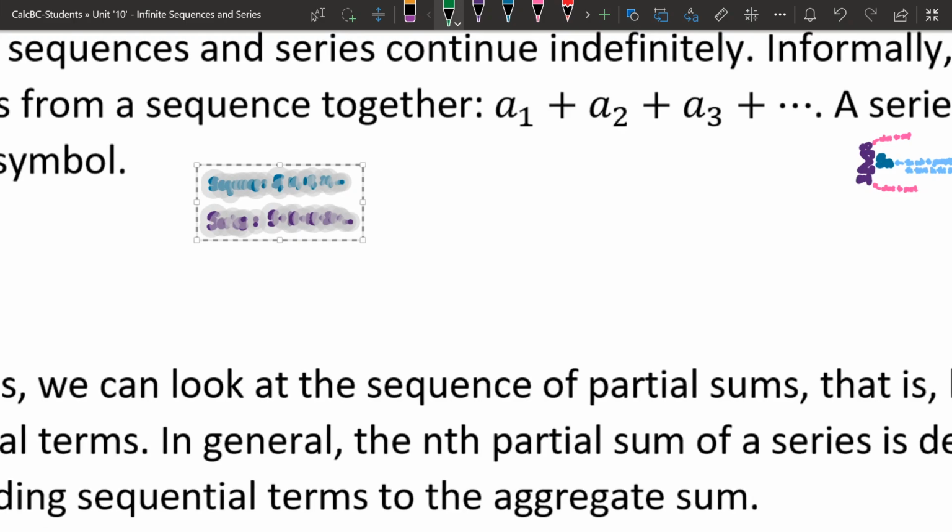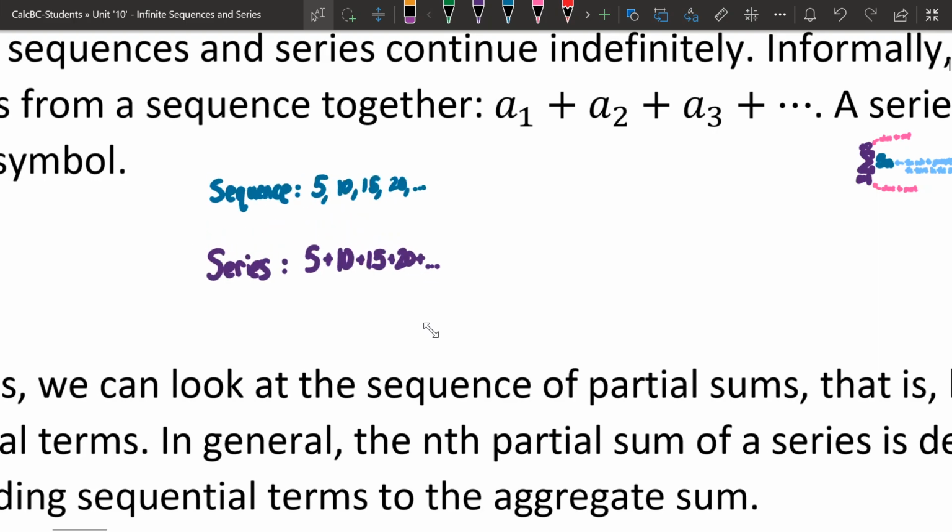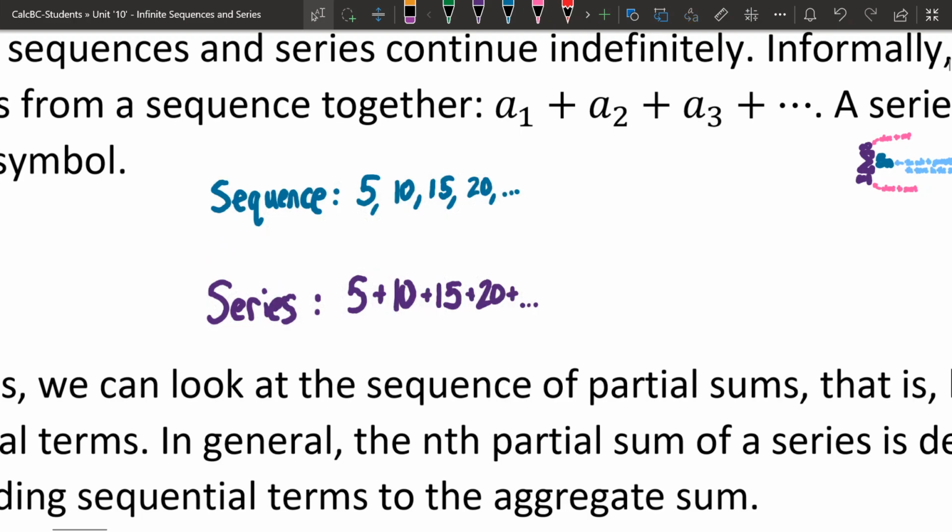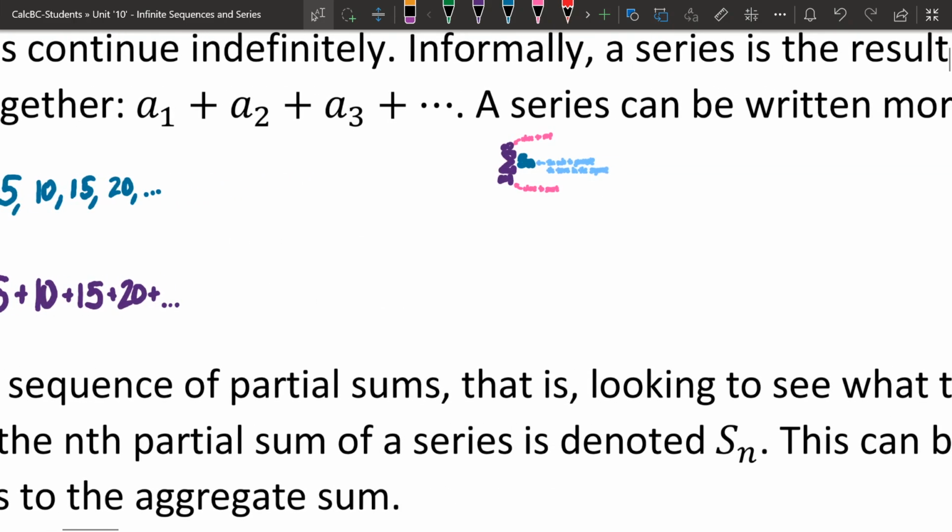All right, so for a given sequence, in blue, we've got 5, 10, 15, 20, and so on. If we were to rewrite that as an infinite series, notice the 3 dots that notate that it's going on forever. We're just going to add those terms, 5 plus 10 plus 15 plus 20, and so on.